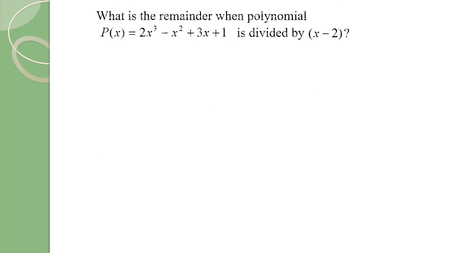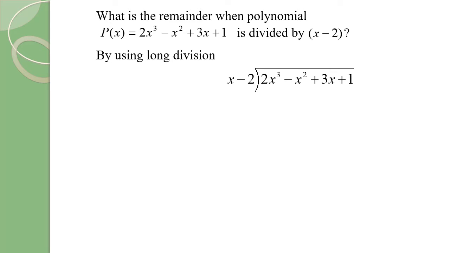Okay. What is the remainder when the polynomial p(x) equal to 2x cubed minus x squared plus 3x plus 1 is divided by x minus 2? So we will use long division to get the remainder, right? So we have 2x cubed minus x squared plus 3x plus 1 divided by x minus 2. So this x minus 2 will be the divisor.